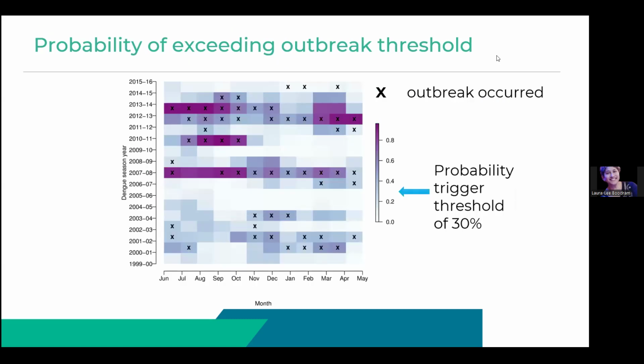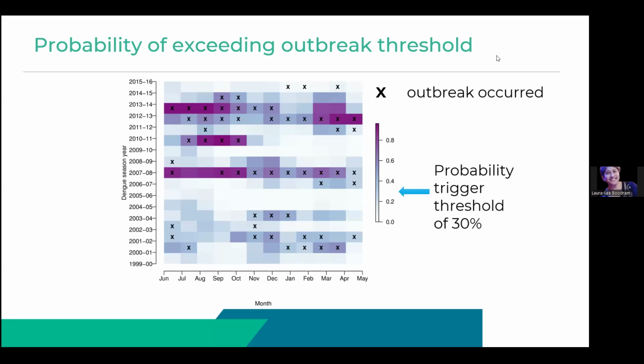So this is another heat map, and it represents the ability of the model to actually predict the outbreak. So just in terms of an interpretation of it, of course, the more intense the color, that's where we expect to see the outbreaks actually occurring. And a little x is, in fact, where an outbreak would have taken place.